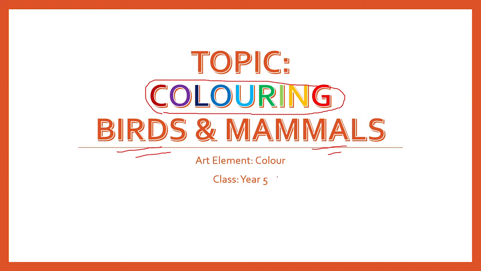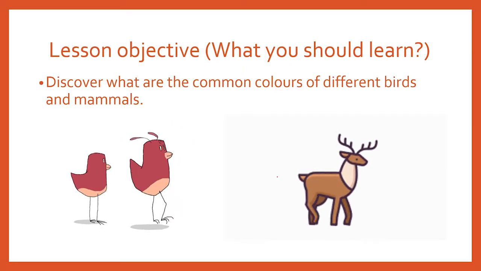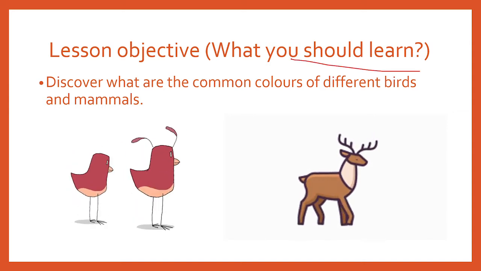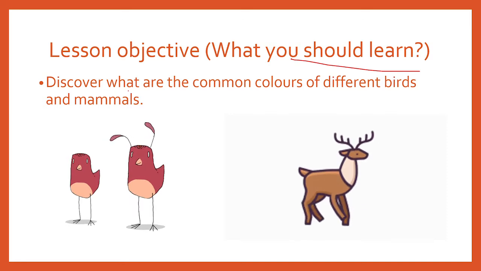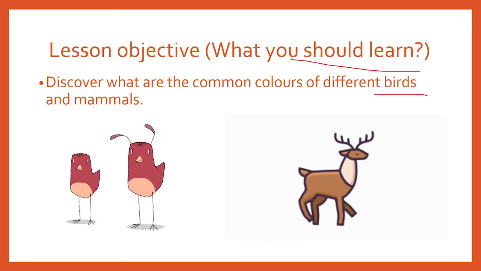Okay, moving on. So what is today's lesson objective? Meaning, what are you supposed to learn? Okay, what you should learn. You're going to discover what are the common colors of different birds and mammals.